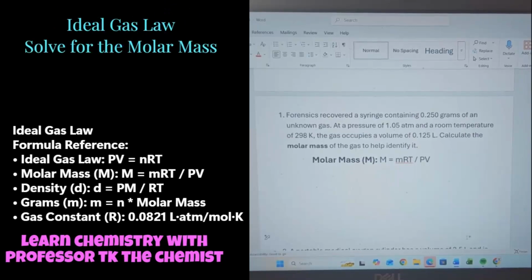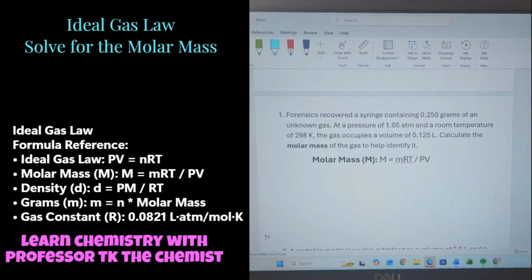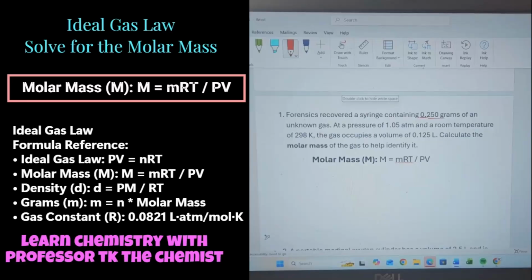All right. So if you look at this problem right here, let's go ahead and get you guys started. You will see several things in this problem, several numbers, right? So let's read it. Forensics recovered a syringe containing 0.250 grams of an unknown gas at a pressure of 1.05 atm and a room temperature of 298 Kelvin. The gas occupies a volume of 0.125 liters. Calculate the molar mass.